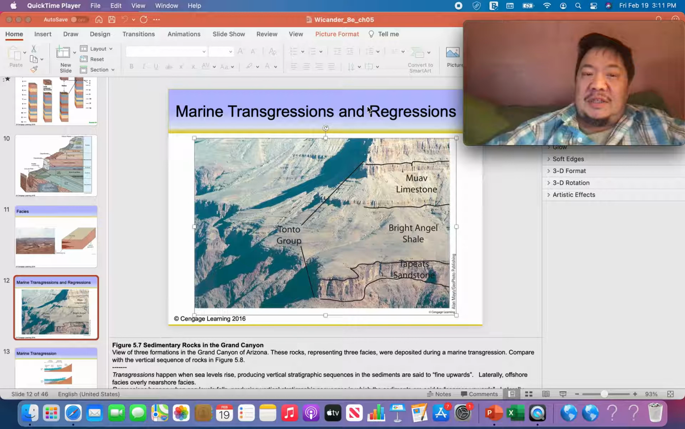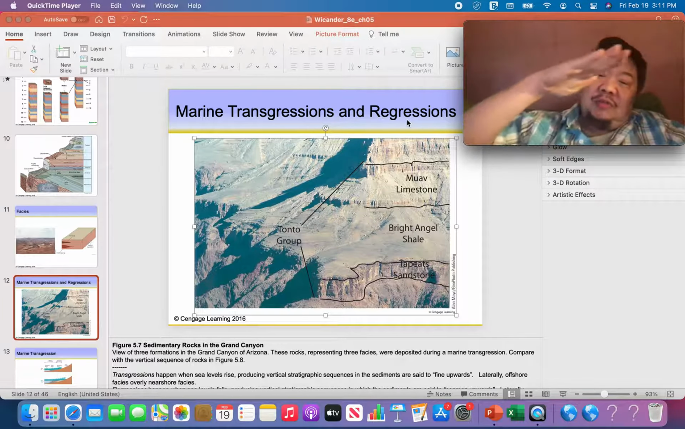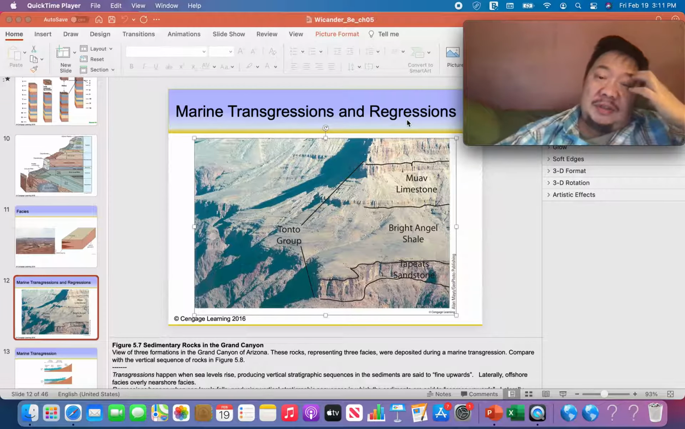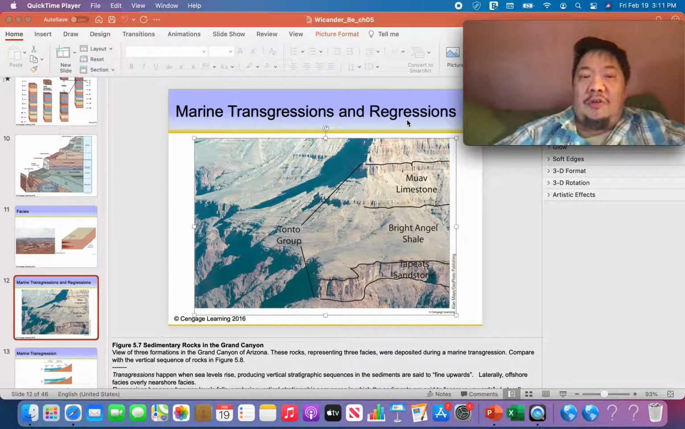A regression is the opposite of a transgression, and when you have a regression, that means that sea level fell, so that the ocean retreated. Why do you get regressions? Regressions occur during ice ages when you have global cooling. So more and more of the ocean water gets stored up in ice near the North and South Pole, and sea level retreats from the land.